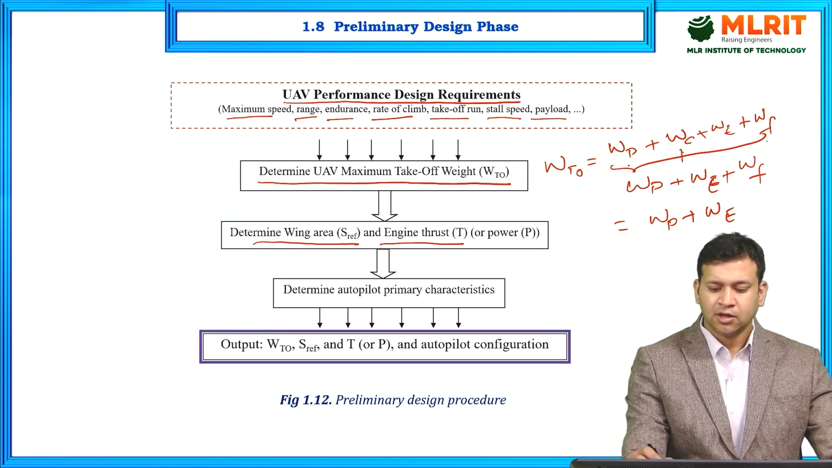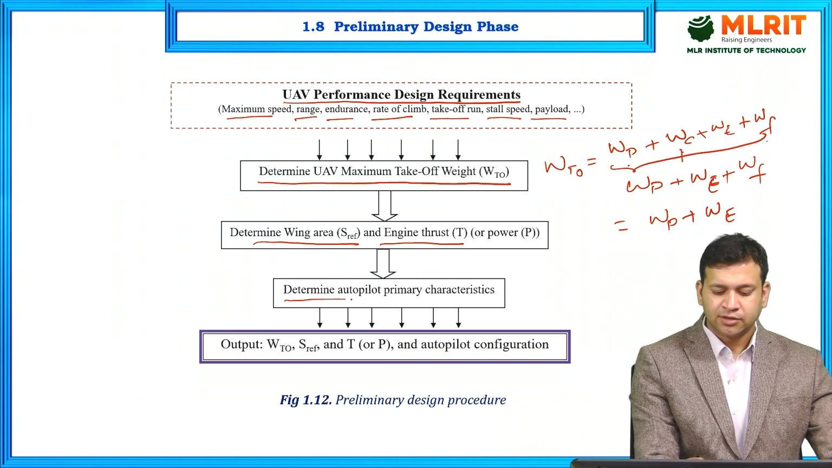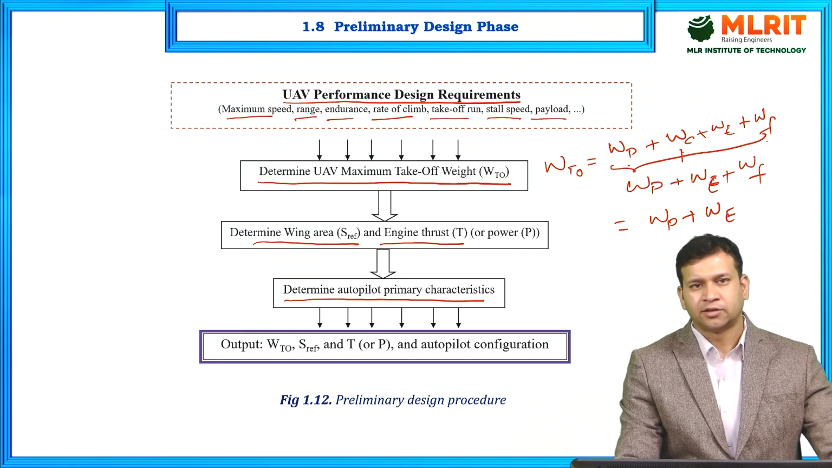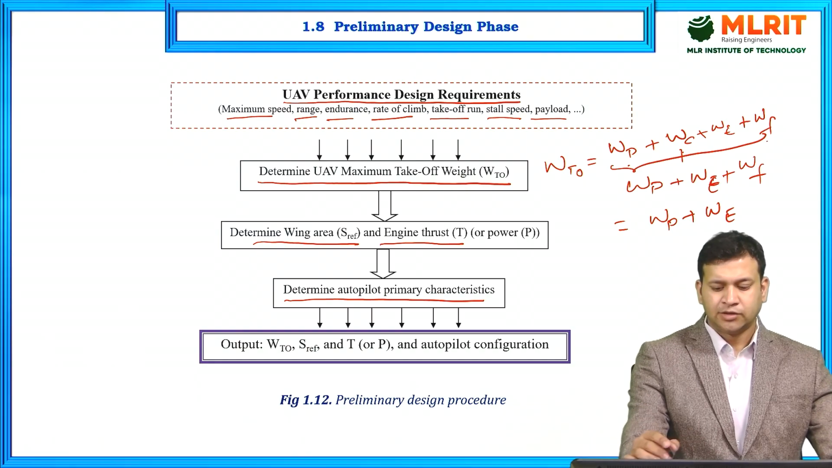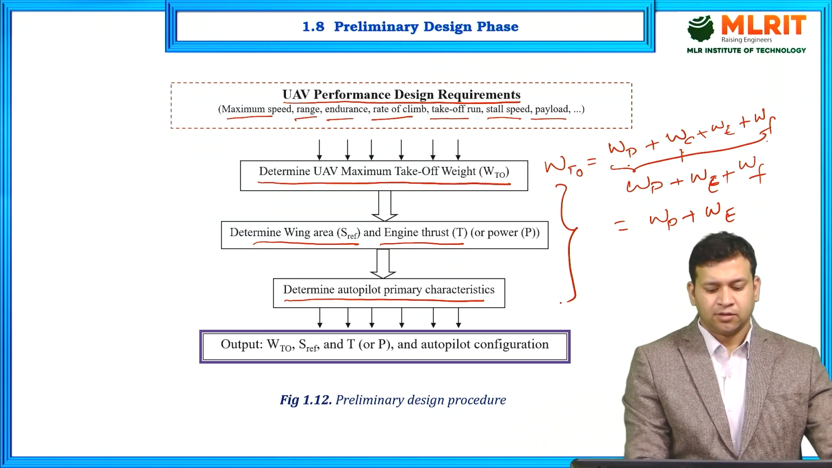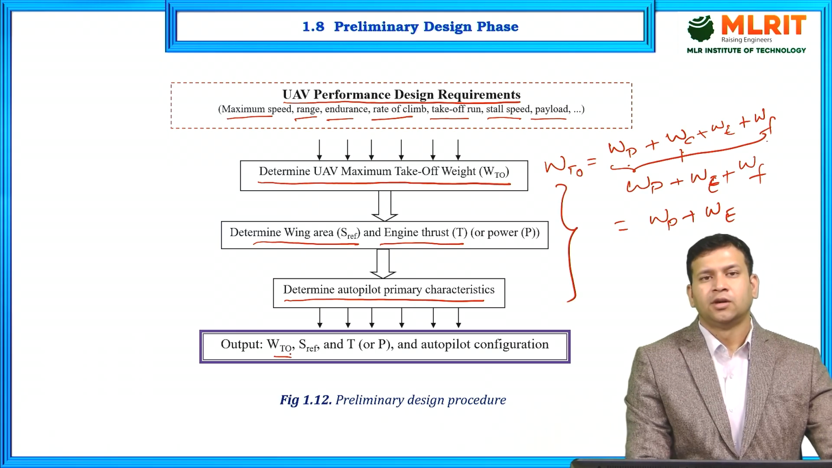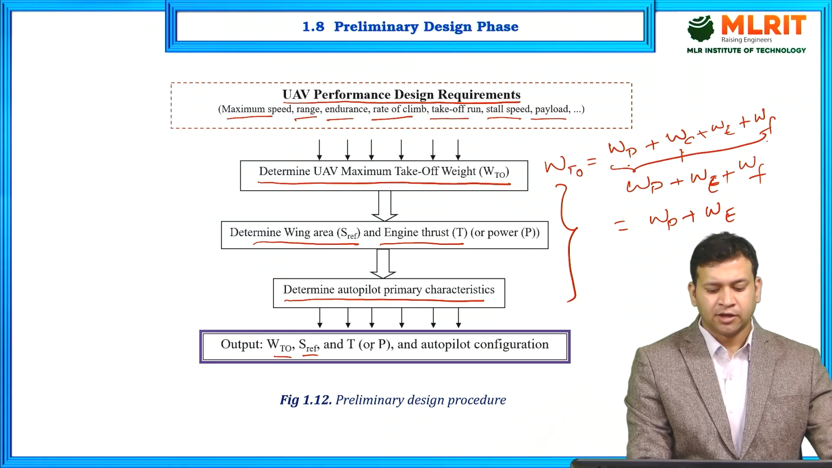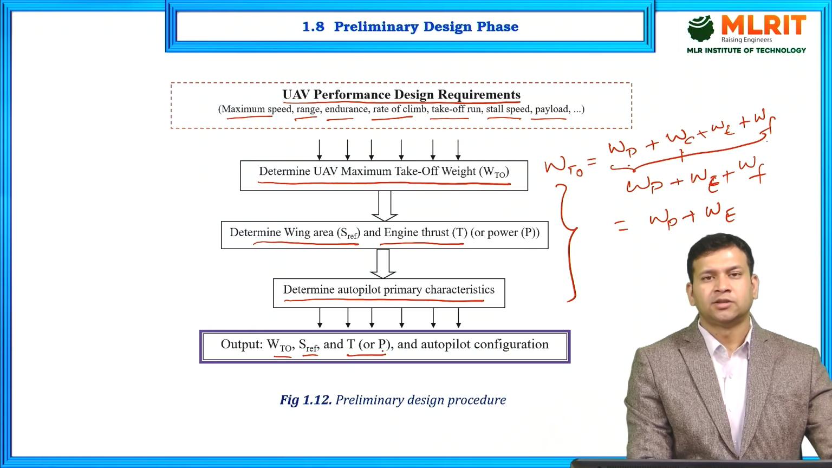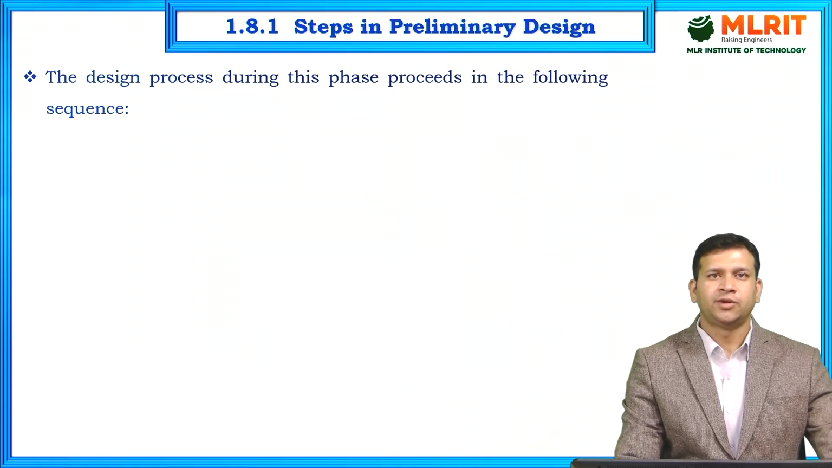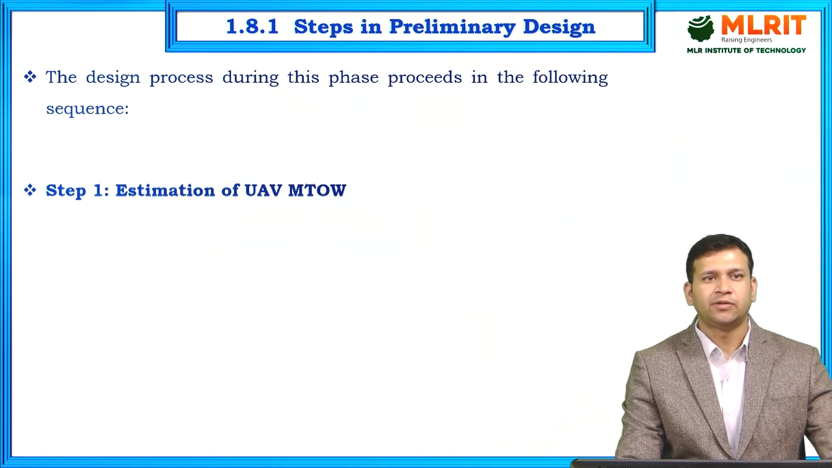After this, when we enter the third phase, it will derive the autopilot primary characteristics. Once we have these three done, we'll have the output of maximum takeoff weight, wing surface area, that is planform area, thrust or power, and autopilot configuration. The design process during this phase proceeds in the following sequence.